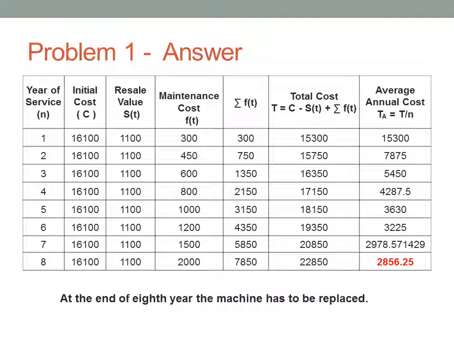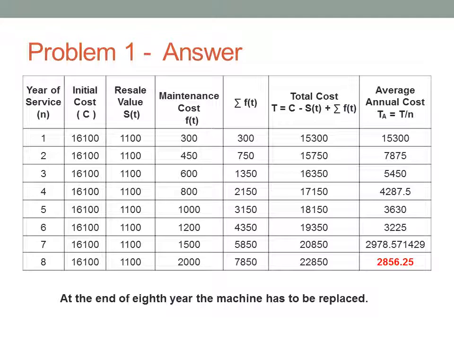The next is total cost. We need to substitute all these values in the formula. T is equal to c minus s of t plus sigma f of t. So c is the initial cost, that is 16,100, and s of t is the resale value, that is 1,100, and the cumulative cost, that is 300 here.